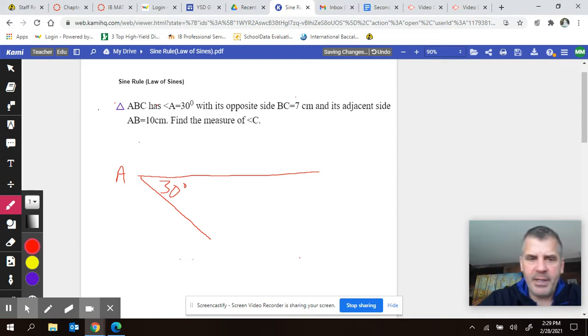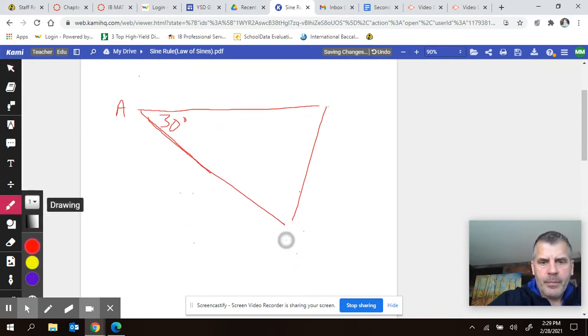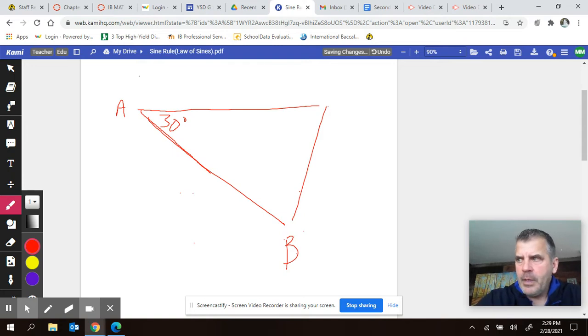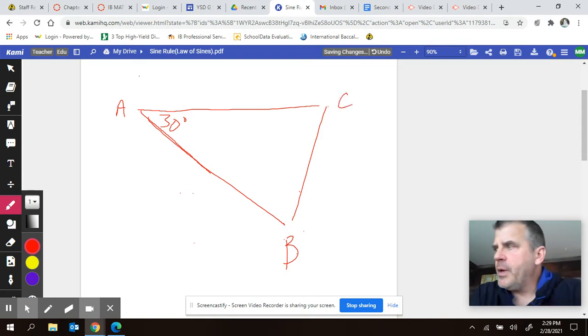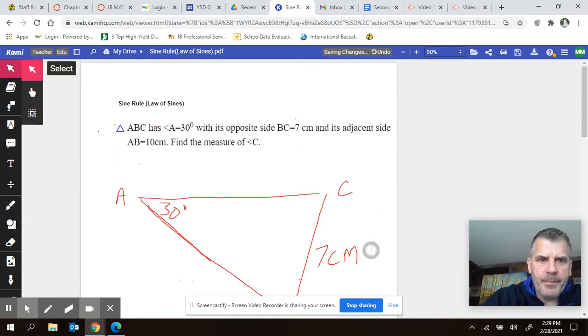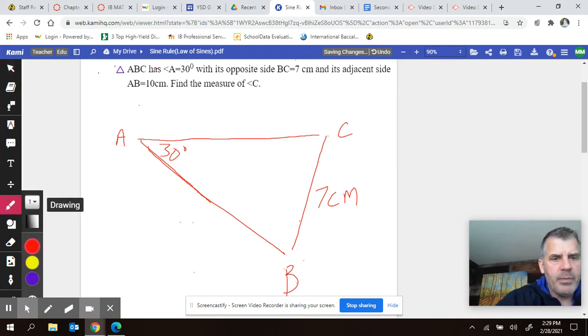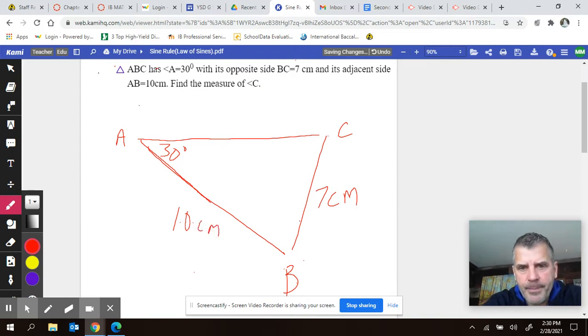So side BC, let's put this one over here as BC. There's B, and here is C. And so we know the side opposite this 30-degree angle is 7 centimeters. And if we go back up here and read it again, it says that AB is 10 centimeters. So we're pretty close to what would be close to scale here. Stop and think about that.